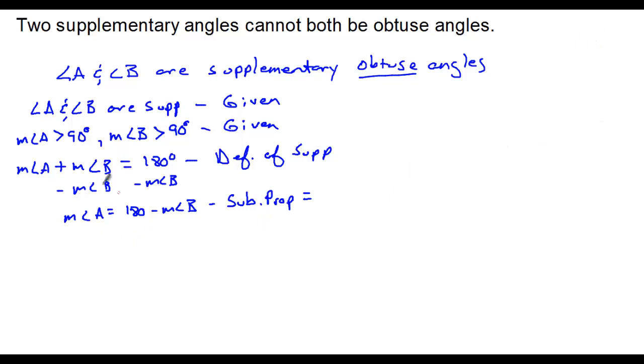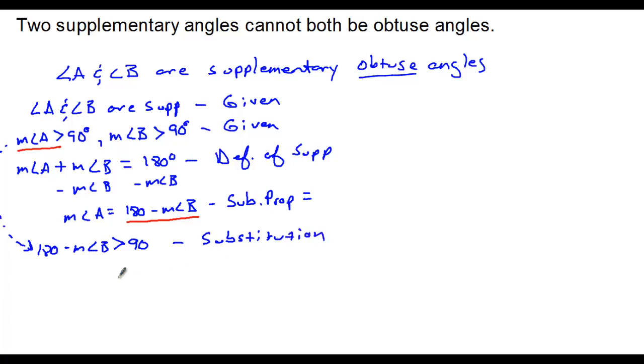Then, this is where a little bit of experience comes in handy. Right here it says the measure of angle A equals that. Well, up here, I have the measure of angle A. So I'm going to substitute by writing 180 minus the measure of angle B is greater than 90. So where the measure of angle A was, okay, I just rewrote it down here, but instead of the measure of angle A, I put 180 minus the measure of angle B. And that was the substitution property.